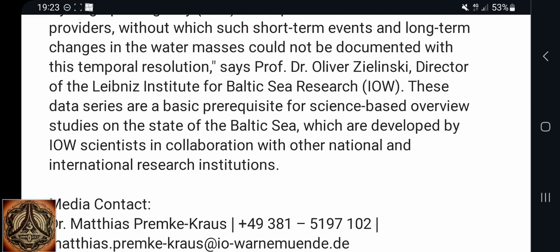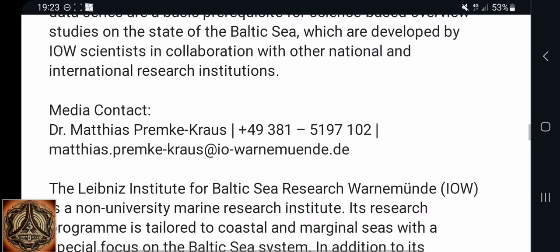These data series are a basic prerequisite for science-based overview studies on the state of the Baltic Sea, which are developed by IOW scientists in collaboration with other national and international research institutions.